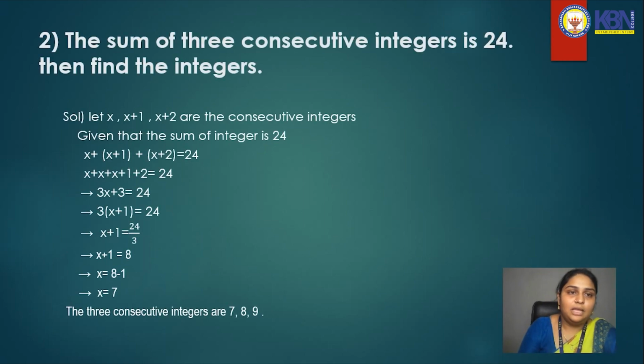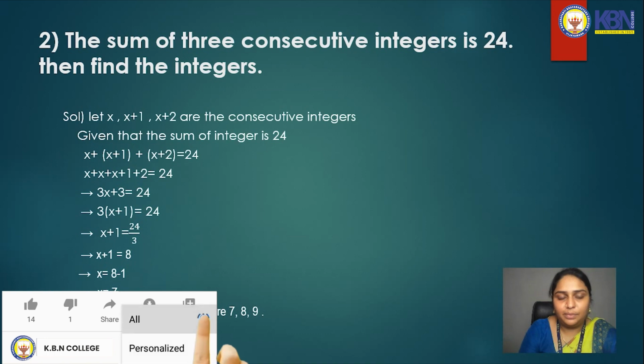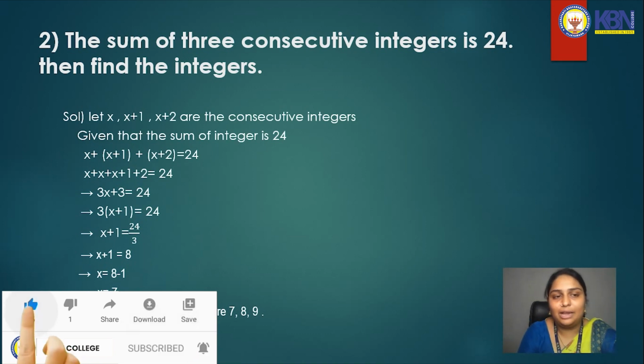And the next problem is: the sum of three consecutive integers is 24. Then we have to find those integers. Consecutive numbers are the numbers which come one after another, that is x, x plus 1, x plus 2. Suppose we assume that these three are the consecutive integers. By taking the hint, you have to find the value of x.